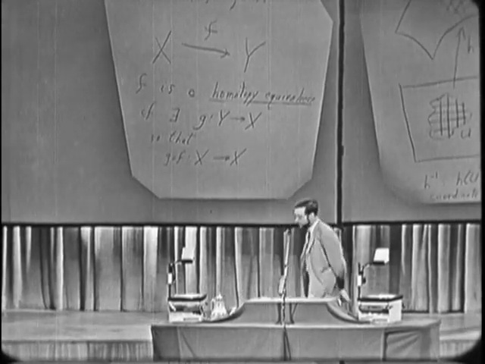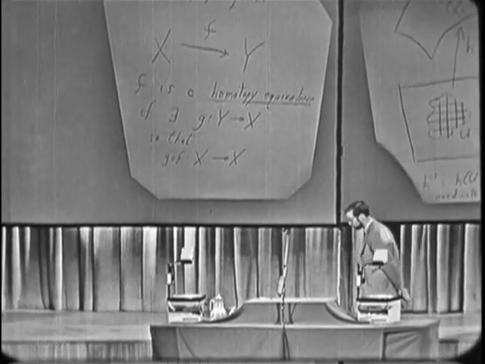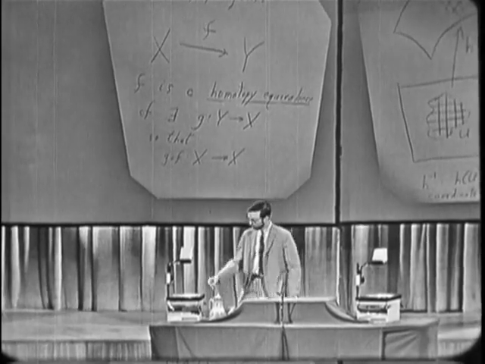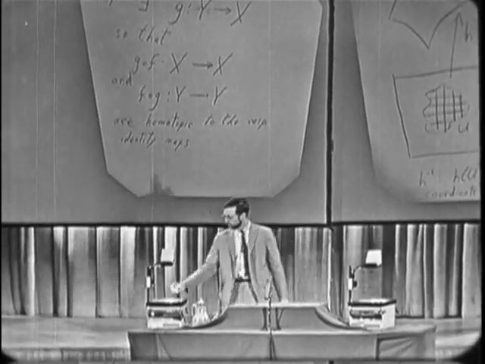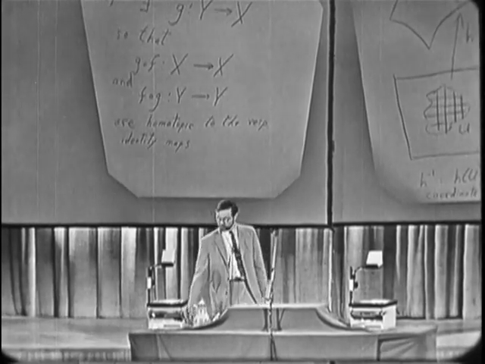Now I want to say not that this is the identity, as we said before, but only that it belongs to the same homotopy class as the identity. So that this mapping and F composed with G, mapping Y into itself, are homotopic to the respective identity maps. So this is the basic notion, and if that happens, then we say that X and Y belong to the same homotopy type.